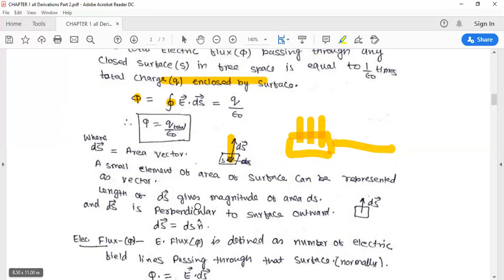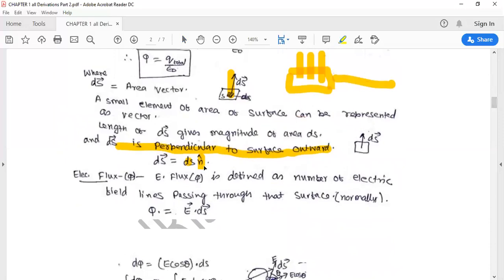So a small element of area on a surface can be represented as a vector. The length of ds gives the magnitude of area ds, and ds is always perpendicular to the surface, outward, like this, perpendicular to the surface and outward. So vector ds is represented as ds n cap, where n cap is the unit vector. A unit vector gives only direction, and its magnitude is 1.